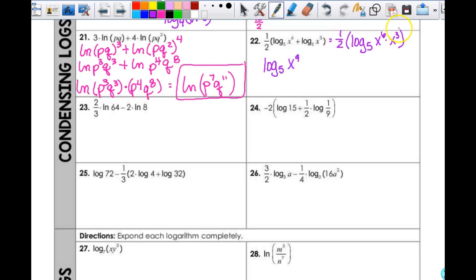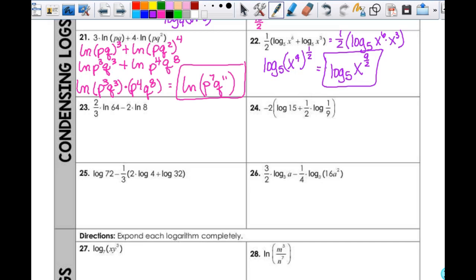And then this 1/2 can become an exponent. That's going to be to the 1/2 power. So when you have a power to a power, you multiply. What's 9 times 1/2? Don't overthink it. 9 times 1/2. 9 over 2, right? It's 9/2. Not 9.5, but just 9/2. So it's log base 5 of x to the 9/2 power. Boom, we're done. Okay, we good? Multiplying whole numbers and fractions is easy.